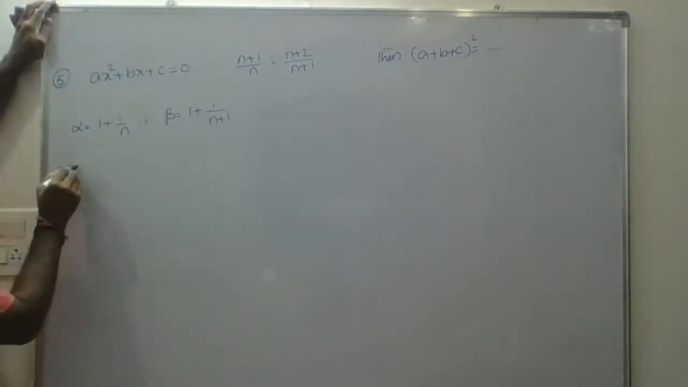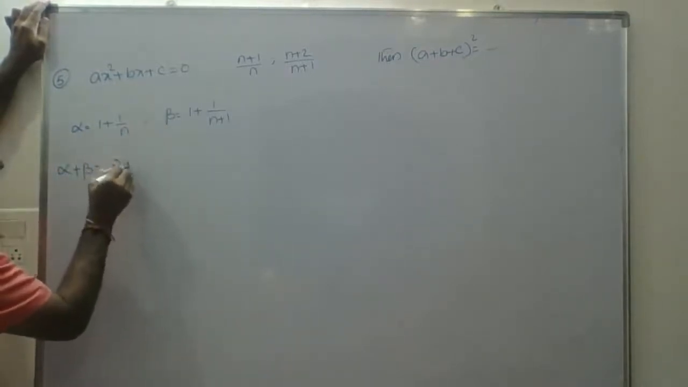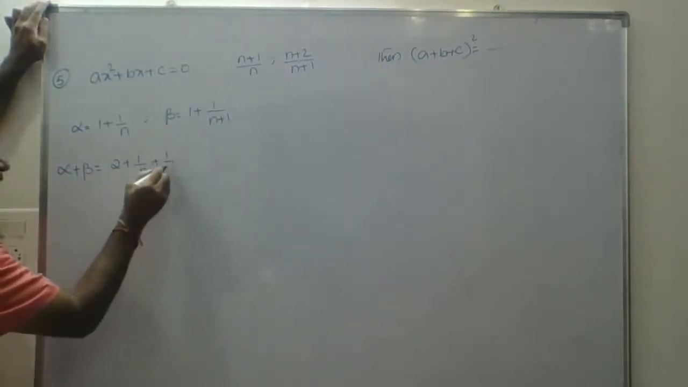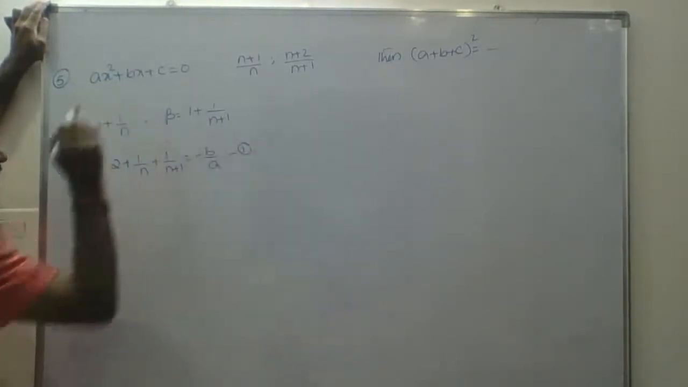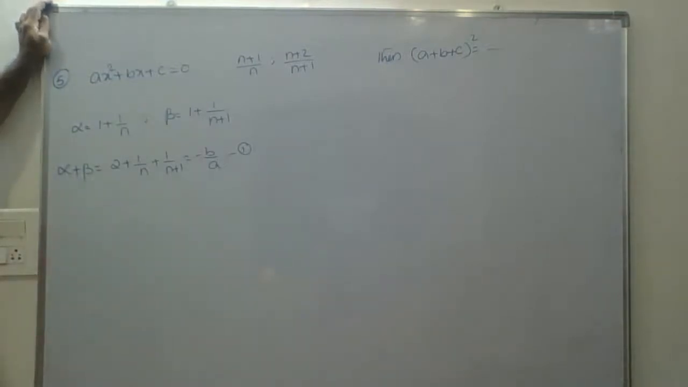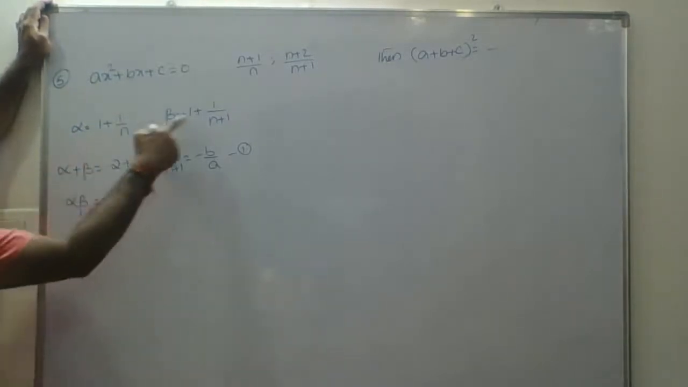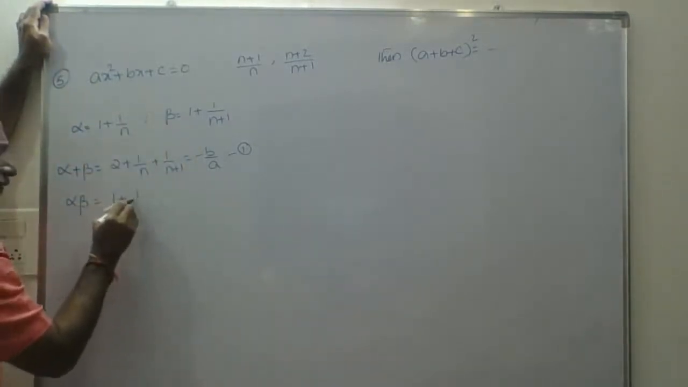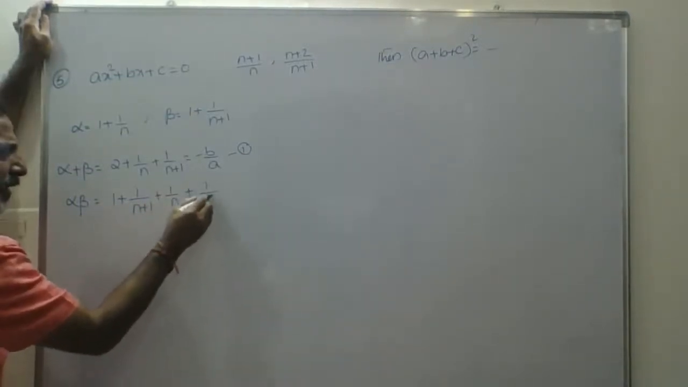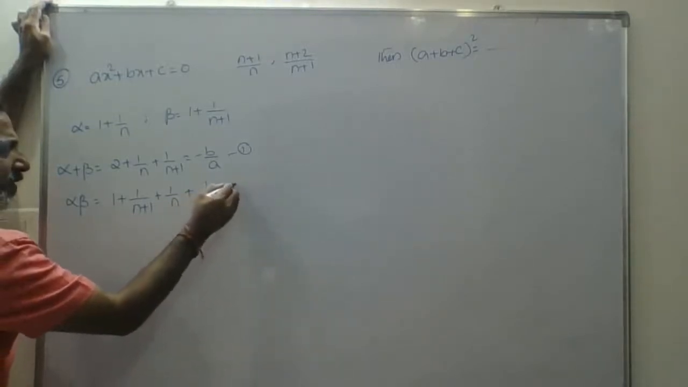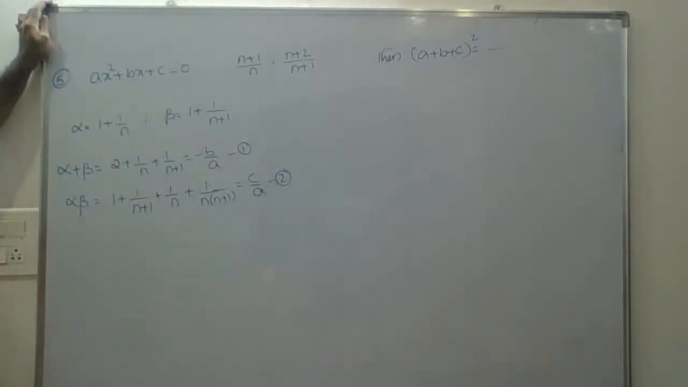First, sum of the roots: alpha plus beta, add the two. 2 plus 1 by n plus 1 by n plus 1 is equal to minus b by a. First equation. What is product of the roots? Multiply the two: 1 plus 1 by n into 1 plus 1 by n plus 1 is equal to c by a. Say equation number 2.